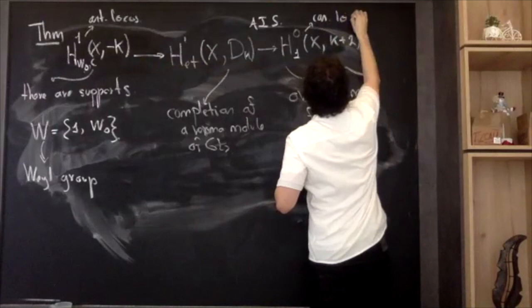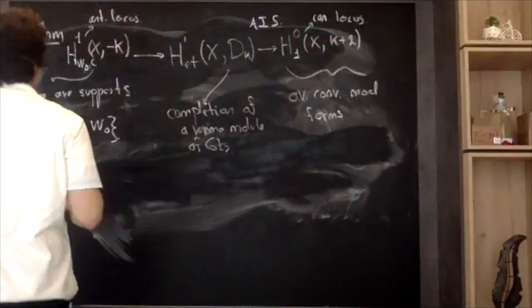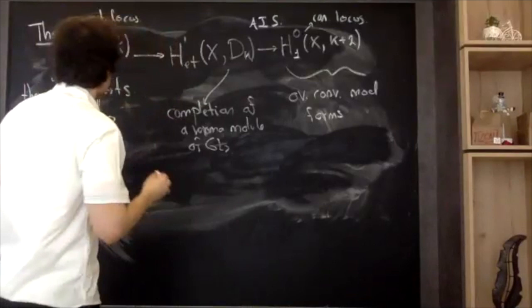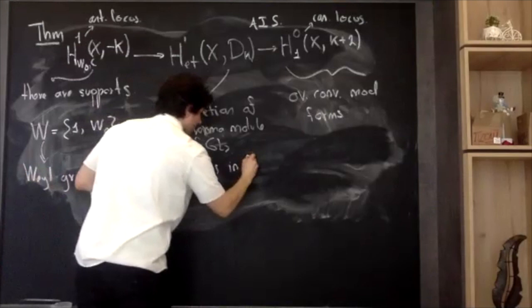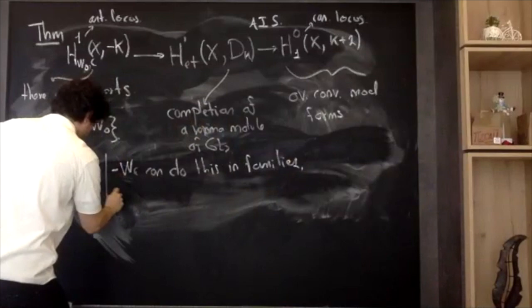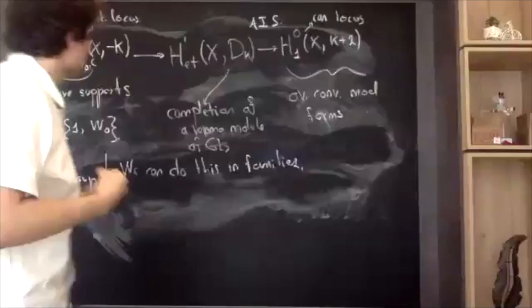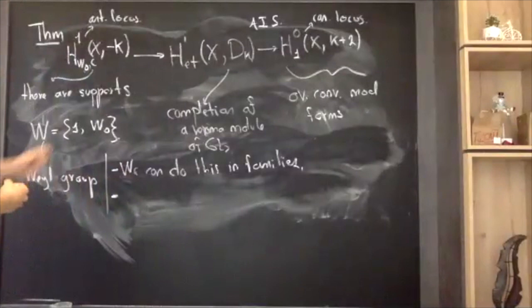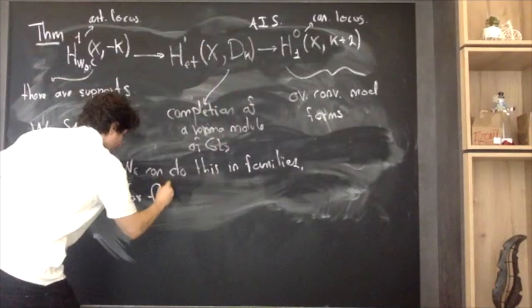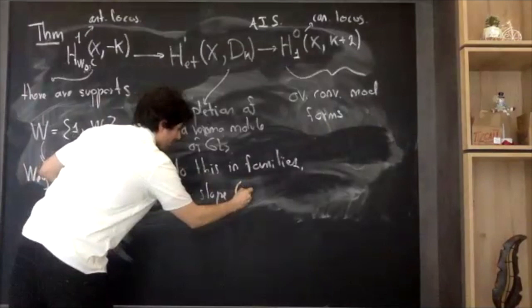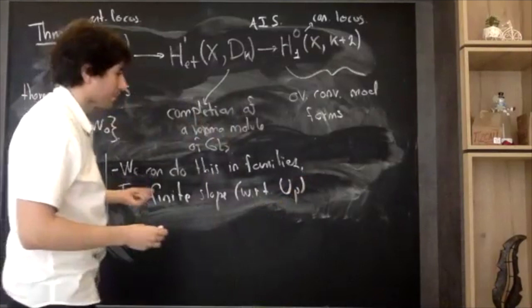So we are able to construct this analytic sequence in families. So we can construct this. And also following the same ideas of the proof of this well-known Eichler-Shimura map for finite slope with respect to the U_p operator, and normalization of the U_p operator, we have an exact sequence.